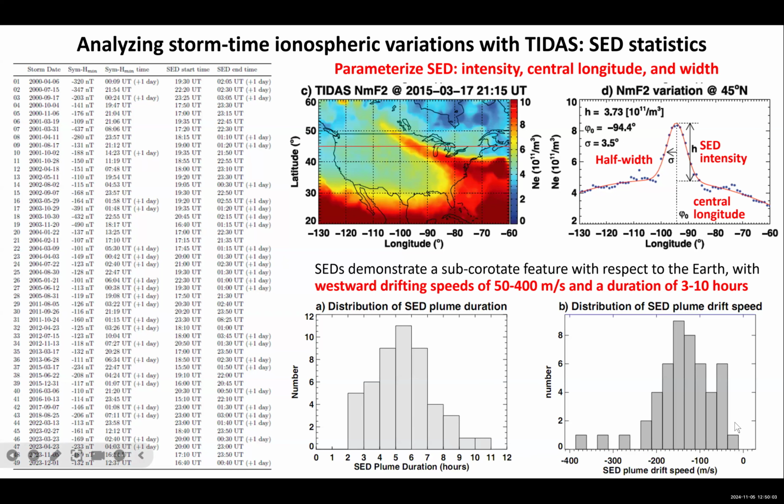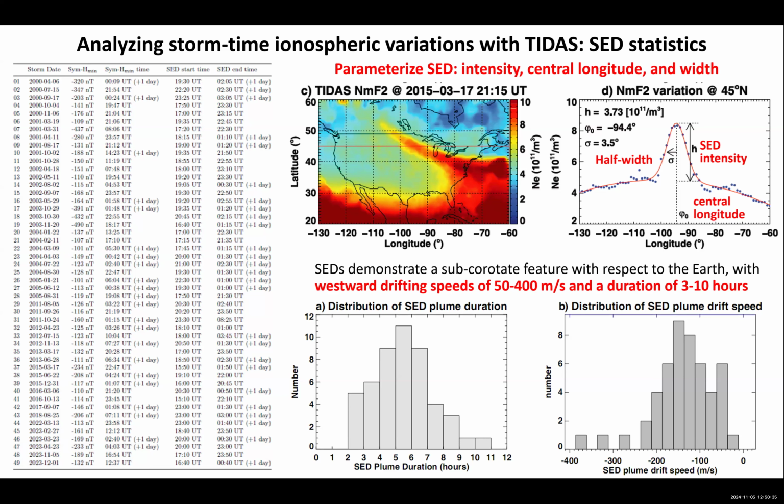And we can also calculate its drifting speed by tracing this variation of the central longitude. We know that the SED plume was drifting westward with an average speed of about 50 to 400 meters per second. So I would like to say that with this tool, we can do case analysis and we can also do statistical analysis. Okay, thank you so much.